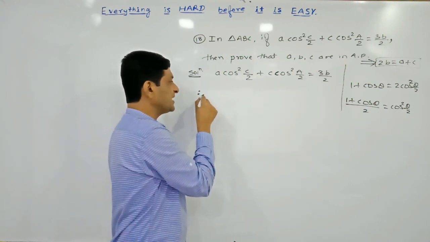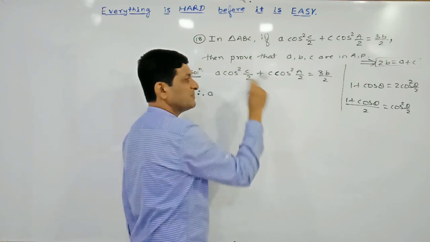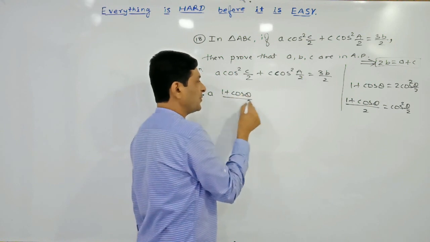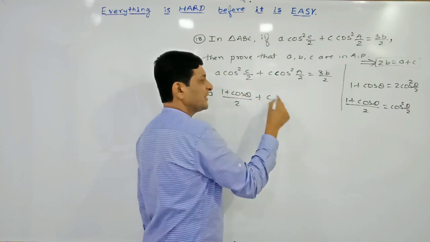So therefore a, keep it as it is. Now cos square c by 2, according to this formula, can be replaced by (1 plus cos c) upon 2, plus here c, keep it as it is.